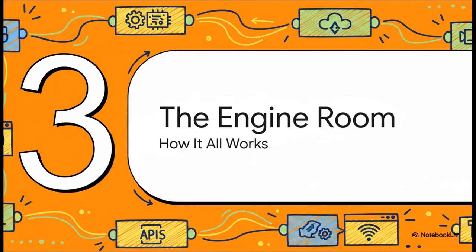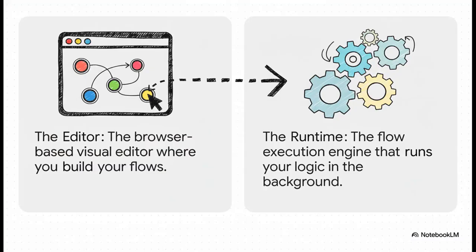Okay, so we've seen the pretty front end, the visual editor. But what's actually happening behind the scenes to make it all run? Let's take a quick peek into the engine room. The whole system is really smart because it's split into two distinct halves. On one side, you have the editor. That's the visual in-your-browser world where you're dragging and dropping and building your flows. Then, completely separate, you have the runtime. This is the powerhouse engine that just runs quietly in the background, executing the logic you built 24/7. One part is for creating, the other is for doing.